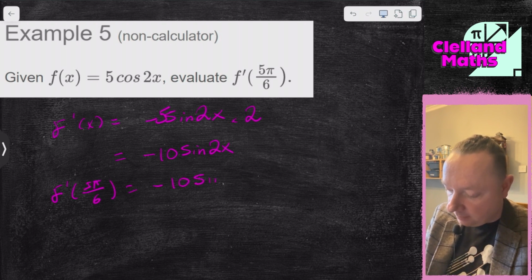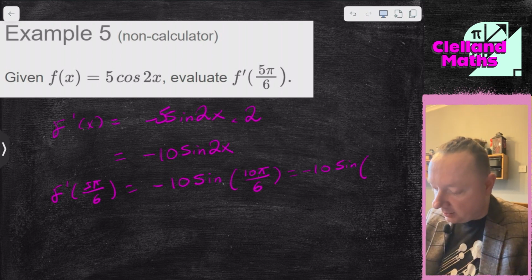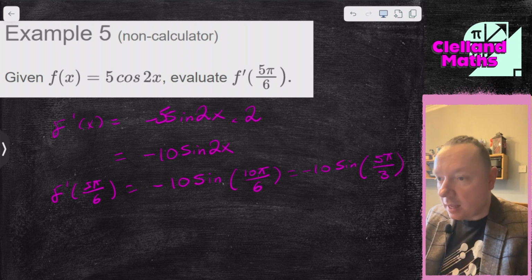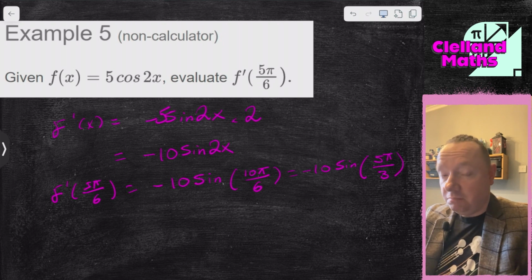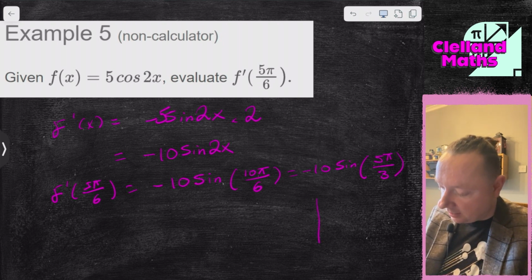Minus 10 sine. 2 5s is 10 pi over 6. So that's minus 10 sine, simplify that to 5 pi over 3. I'm not sure that 5 pi over 3 is an exact value somehow. But is it related? Let's have a look. Cast diagram.